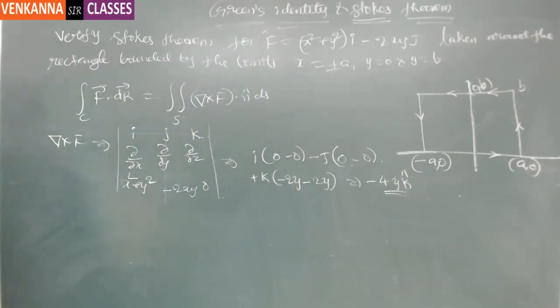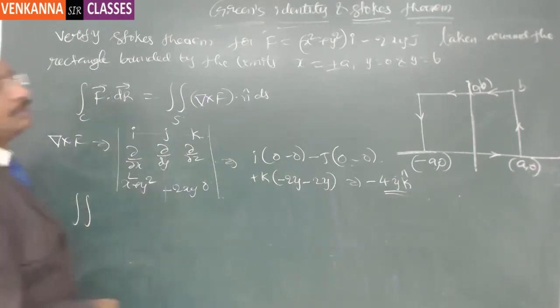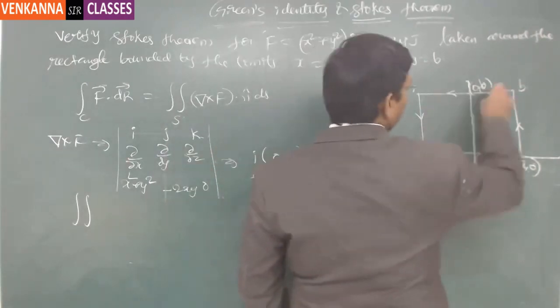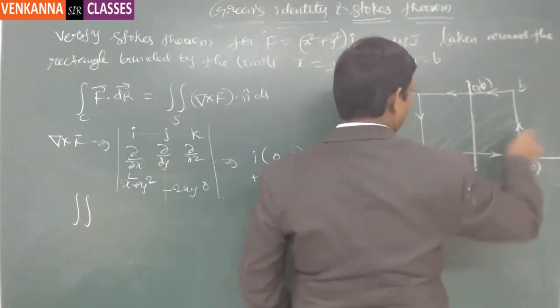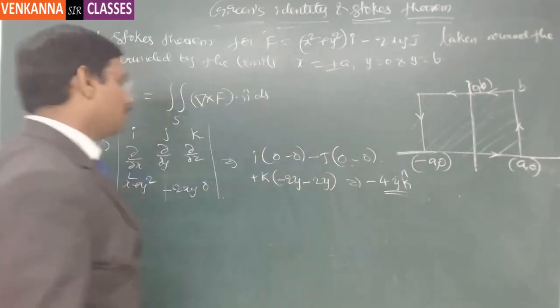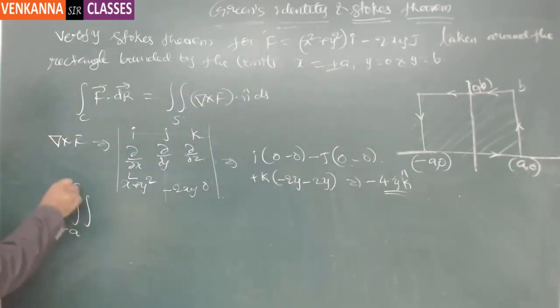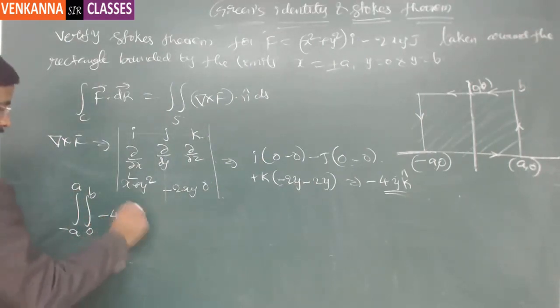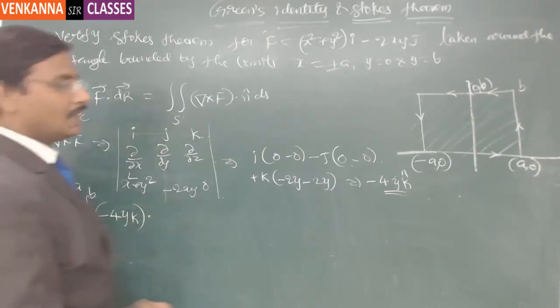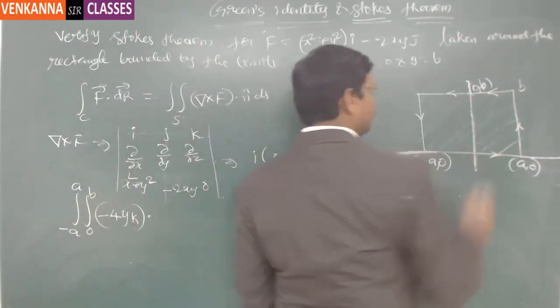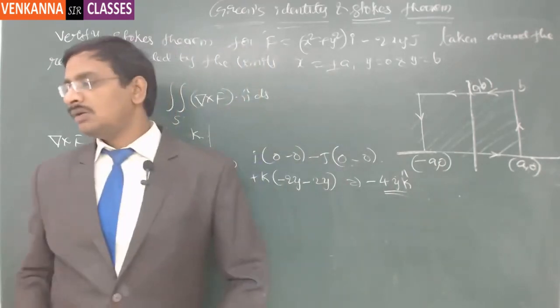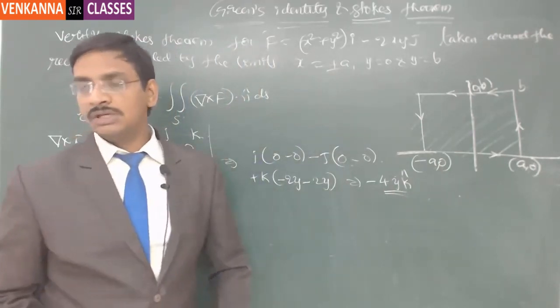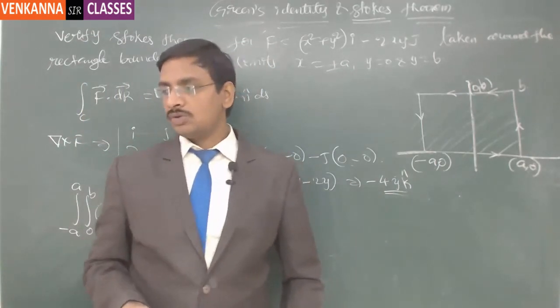Now del cross F dot n cap dS, a double integral. The area limits are the area where this closed contour is enclosing. So x varies from minus a to plus a and y varies from 0 to b, and del cross F value is minus 4y k dot n cap, which is the outward normal. This is where the confusion comes in Stokes theorem: in which direction we have to take the outward normal.